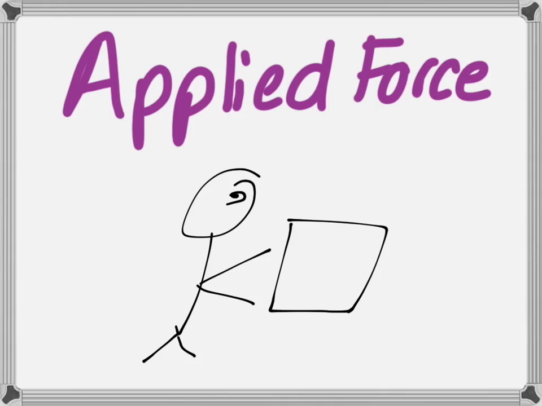Okay, so the first force I'm going to talk about is known as applied force. Applied force is basically any force that is applied on an object by an object. So let's say I got this person. This person is pushing something, like a box. He's pushing a box. It can be a push or a pull, anytime you are applying a force to something. So let me write that down.